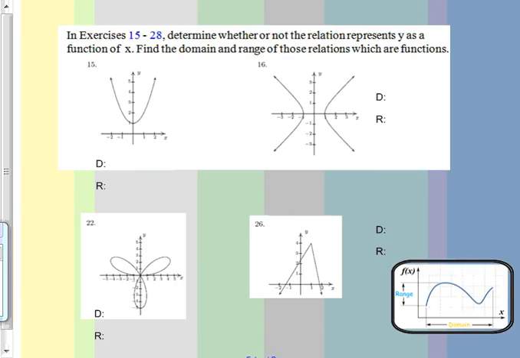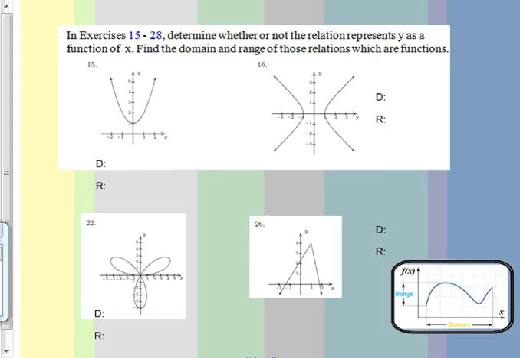Now, they're easier to tell whether or not they're a function because they're a picture. Is 15 a function? Yes, because it passes the what? Vertical line test. Is 16 a function? No, so you're done with it right away. Is 22 a function? No, so you're done with it right away. You don't need the domain and range for it. Is 26 a function? Yes. Let's do the domain and range on that.